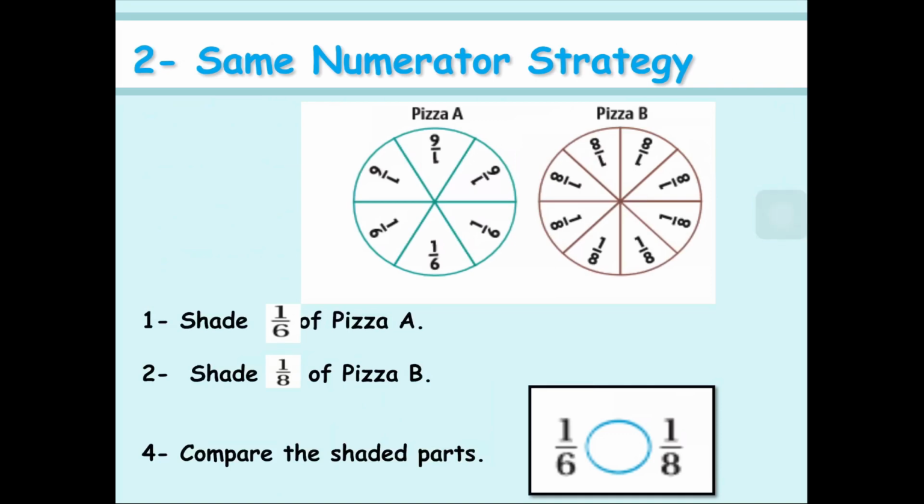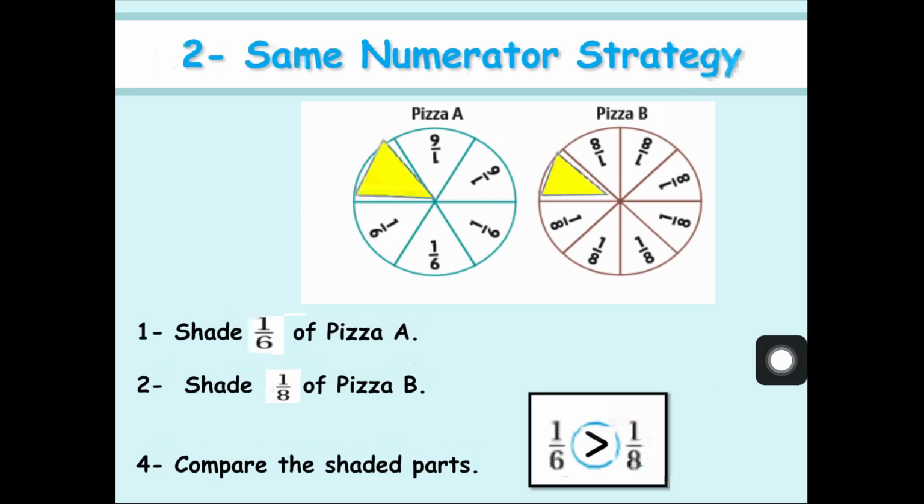Now it's time for you to think about the same numerator strategy. First, we will have pizza A and pizza B. We will shade 1/6 of pizza A. That means this one is cut into 6 pieces. Pizza B is cut into 8 pieces. All right, and you're only allowed to take 1 slice. So we will shade 1/6 of pizza A and 1/8 of pizza B. Let's go ahead and do that.